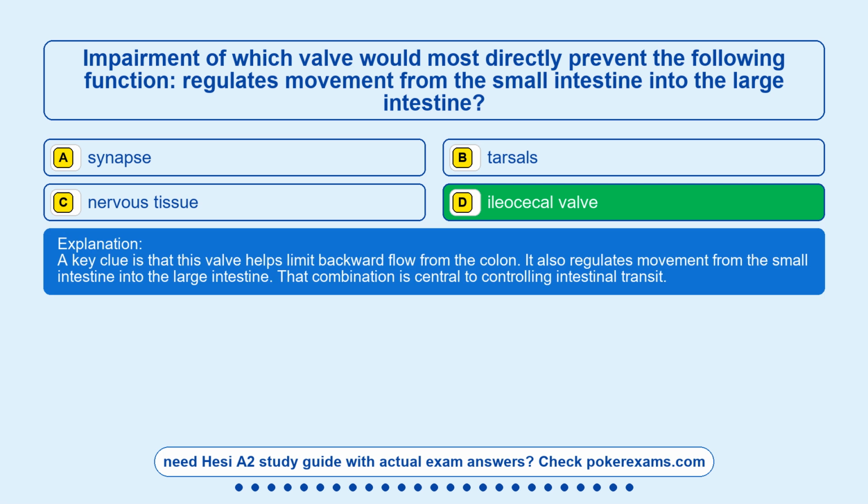A key clue is that this valve helps limit backward flow from the colon. It also regulates movement from the small intestine into the large intestine. That combination is central to controlling intestinal transit.